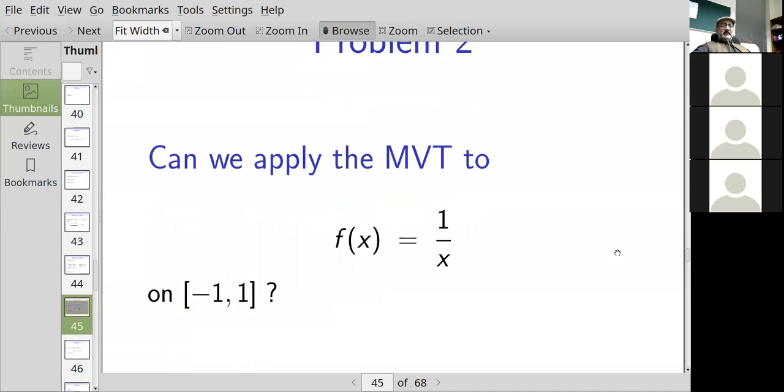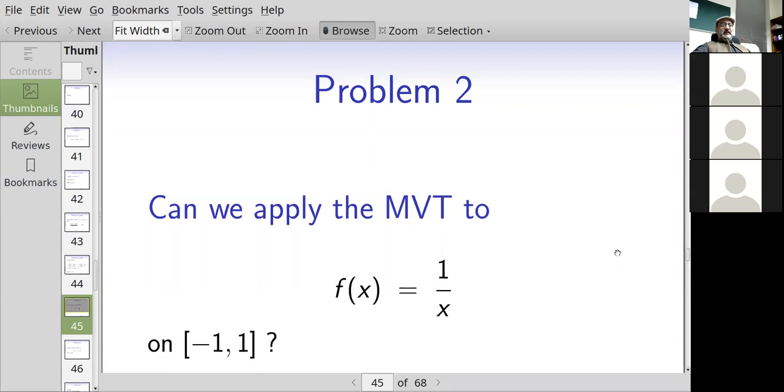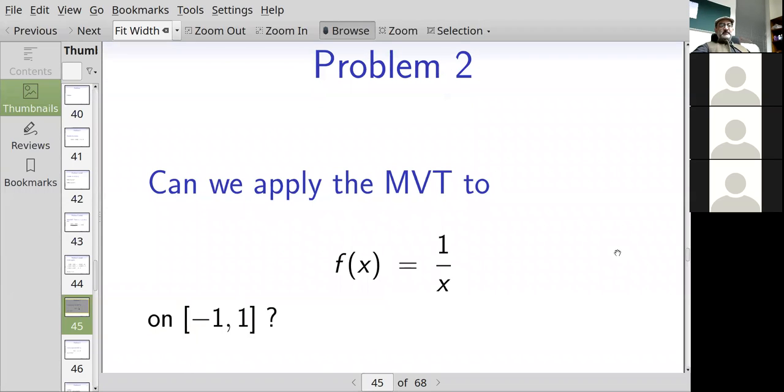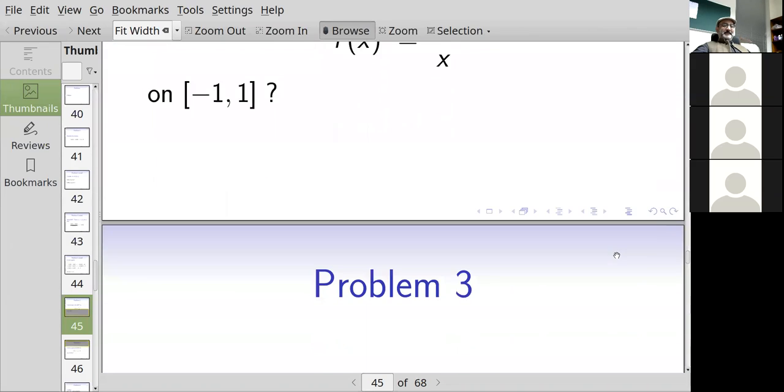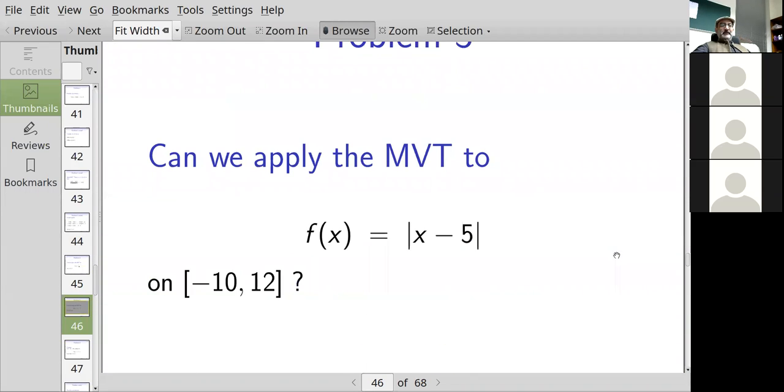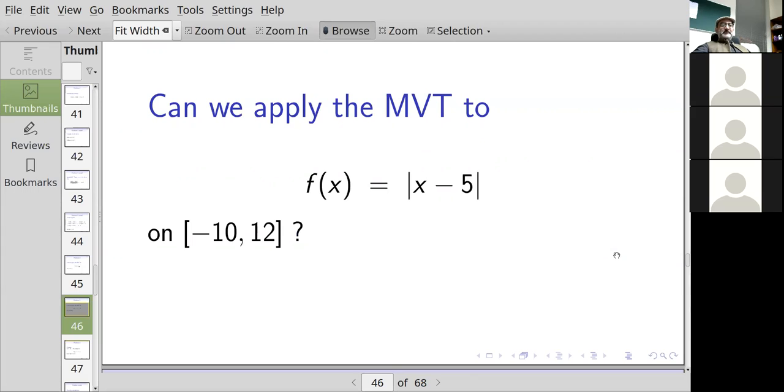All right. Here's a question. Can I apply the mean value theorem to f of x equals 1 over x defined from -1 to 1? No, because it's not even defined at 0, right? Let alone differentiable at 0. Okay. F of x equals the absolute value of x minus 5 from -10 to 12. Can I apply the mean value theorem? No, sir.